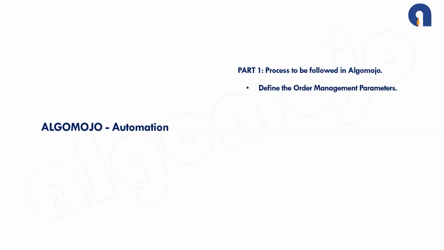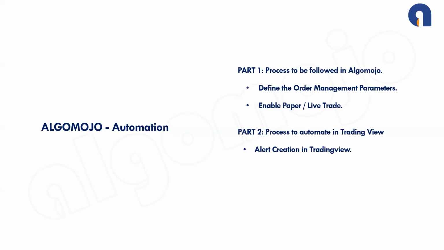For automation, it is normally a two-step process. One is where we define certain things in Algomojo, what one needs to set up in Algomojo, and then once you do that, we get into the second part of the process where, say, if you're using TradingView, you have to create an alert. If you're using Amibroker, you will need to download certain modules and integrate them. So it's just a copy paste kind of thing. We have tried and kept it a very simple process for automation.